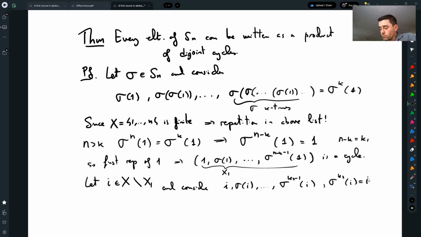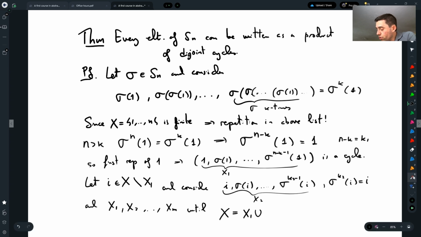And then what that tells me is that I can create, so I set x1, this will be the set x2 of numbers, and so on, such that you keep going like this until you have all of x is x1, disjoint union, I'm going to write this symbol, which means disjoint union, of x2, disjoint union all the way up to xm, and I am done.